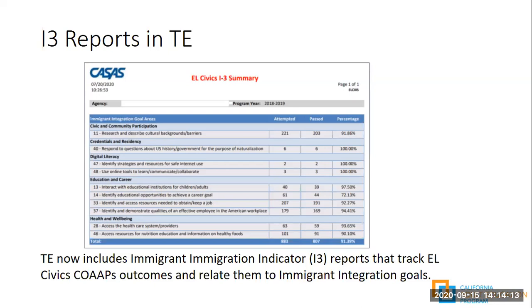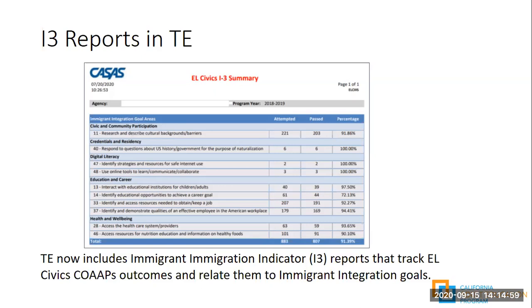But in any case, what it does is it relates EL Civics COAPs to those 8 areas of immigrant integration. It seems like a distant memory now, but a couple years ago we were talking a lot about immigrant integration. AB 2098 basically required us at the state level to come up with something related to immigrant integration. One of the big findings that committee came up with is that we've been doing this all along. It's called EL Civics. So in turn, we related those EL Civics COAPs to those immigrant integration areas as outlined by that committee.